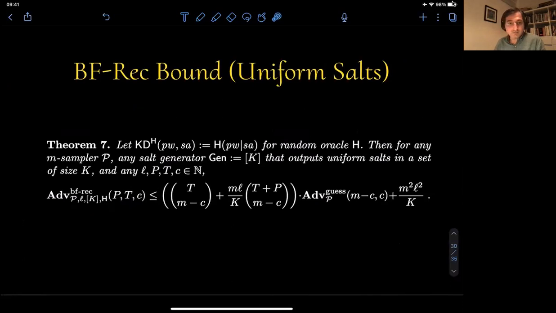So what we do in the paper, we apply this technique and we derive an unrecoverability bound in the bit-fixing random oracle model for the case where the KDF function is the random oracle itself. Salts are uniform in K. There are possibly L instances of salts per password. And we have a password sampler which outputs m passwords. I won't go into this bound here, but in a second I will come to what this bound actually means.